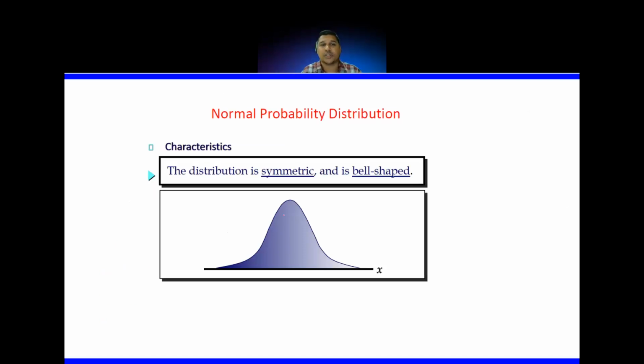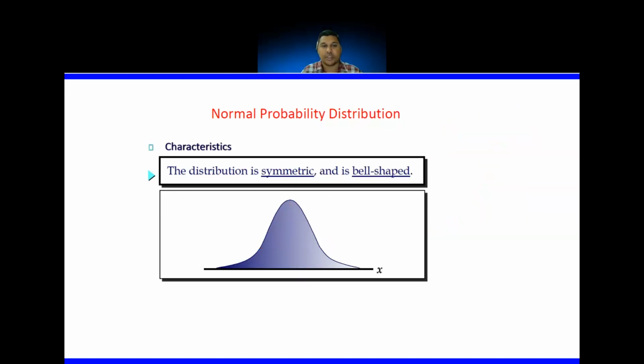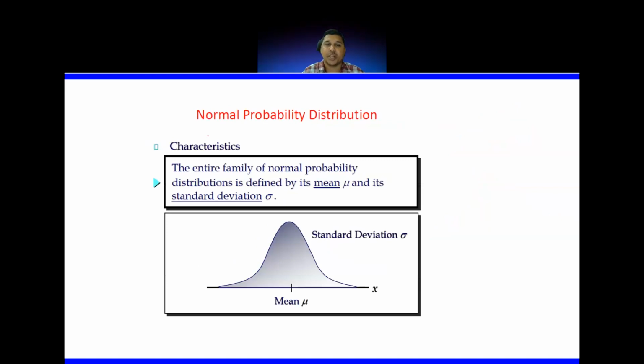So a few characteristics of normal distribution. The distribution is symmetric and bell shaped. That's why we say bell curve. Why is it a bell curve? Because it is normal. It means whatever is increasing on this side, it's also the same on this side. Perfectly designed. See, whatever is here, the same thing is on this side. Symmetric and bell shaped.